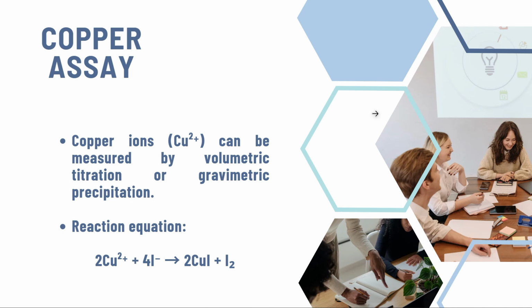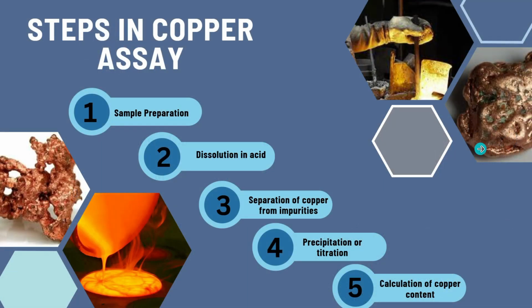Here we have the flow chart of the steps in copper assay. First is the sample preparation. The procedure of copper assay generally follows these steps: first, preparing the sample, then dissolving it in an acid, separating copper from impurities, determining copper either by precipitation or by titration, and finally calculating the copper content.